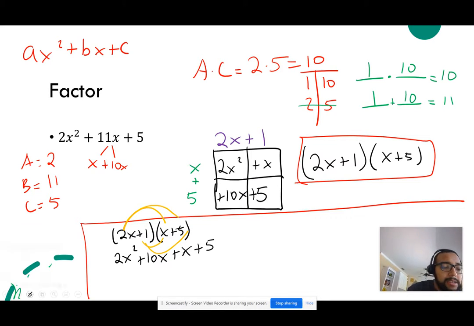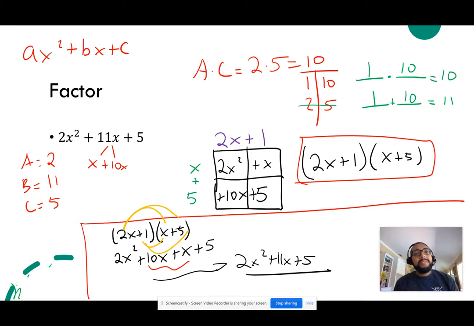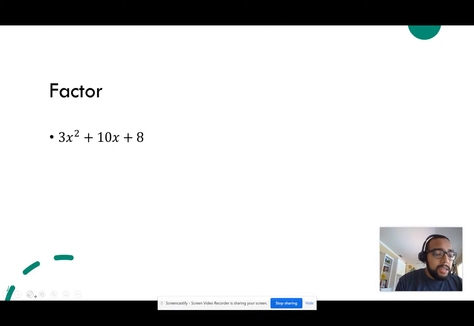And that now tells us that we can combine those middle two terms, and look what we get, guys. We get 2x squared plus 11x plus 5, and that is the same expression that we started with. So life is good. We get our answer here. And let me erase that because that can be confusing. But that is essentially box method. Box method is really just grouping, but in a nice organized fashion.